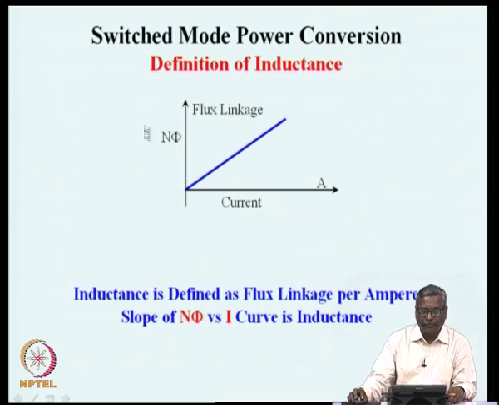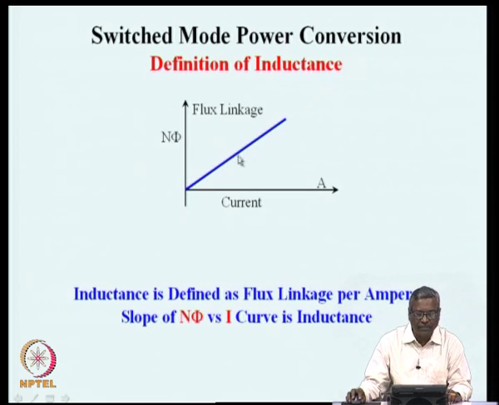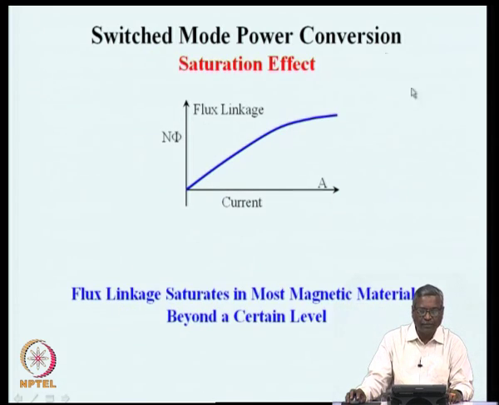Now, the definition of inductance, as we had seen before, is the relationship N phi by I. So, if you draw a characteristic with flux linkage on the y axis and current through the coil on the x axis, and plot the flux linkage versus current, you will find this to be ideally a straight line. The inductance is defined as the flux linkage per ampere, or it is the slope of this N phi versus I curve. This would be the ideal kind of inductance characteristic, where the slope of this flux linkage versus current characteristic determines the inductance.